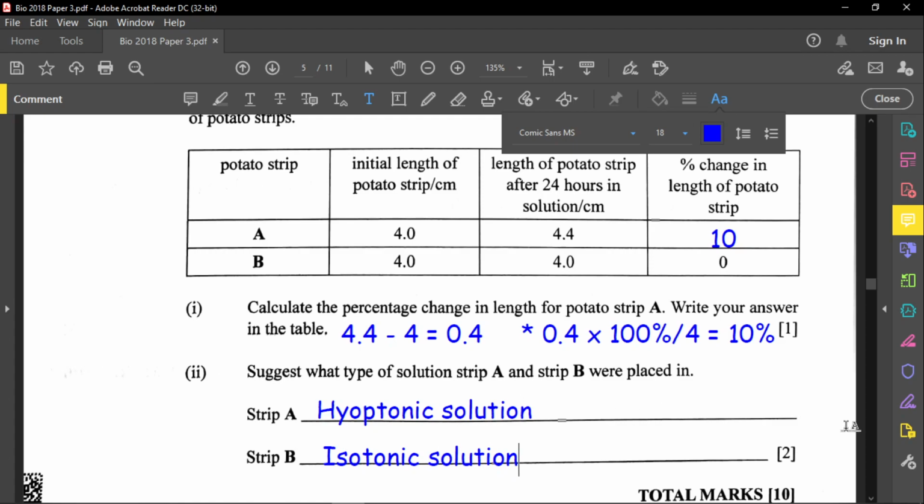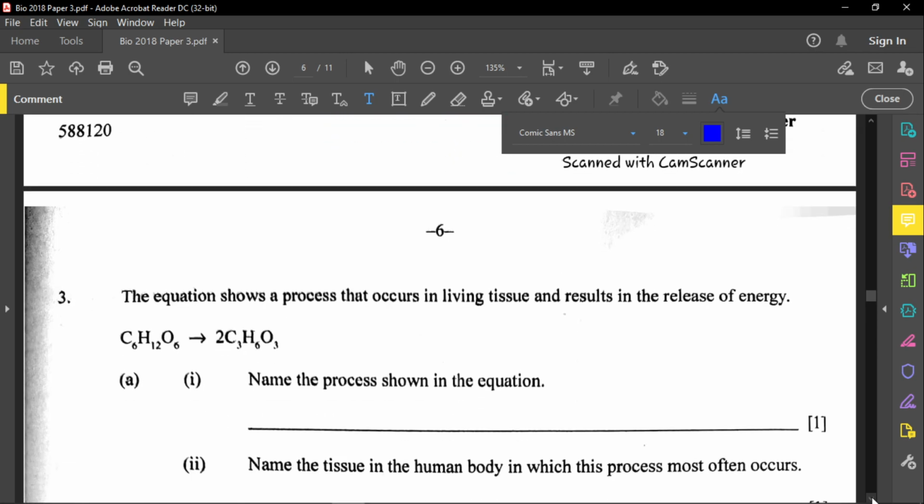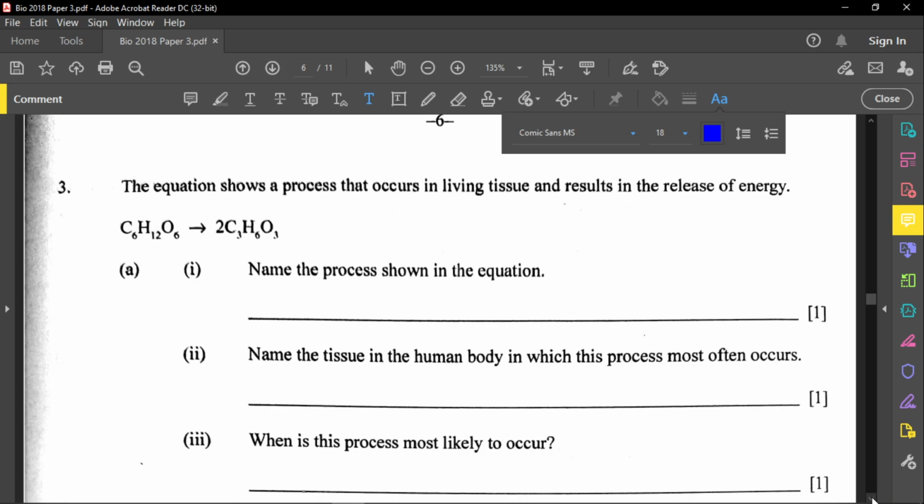All right, great. So let's move on now to the next part of the question. We finished with that. This is question number 3, and I'm trying to go as fast as possible to save some time. So question number 3 says the equation shows the process that occurs in living tissues and results in release of energy. So energy is produced here. Once energy is produced, you know this is respiration, right? But we're going to get into it a little bit. Now, the first part is the name of the process shown in the equation. Again, it is a type of respiration, but we want to be very specific with this, right?